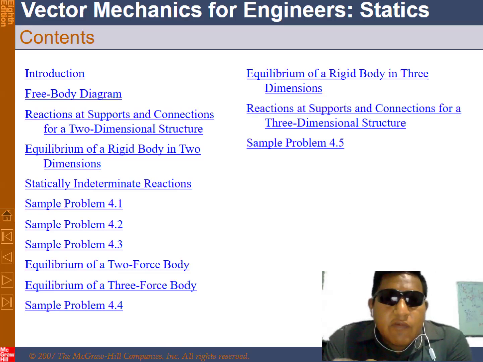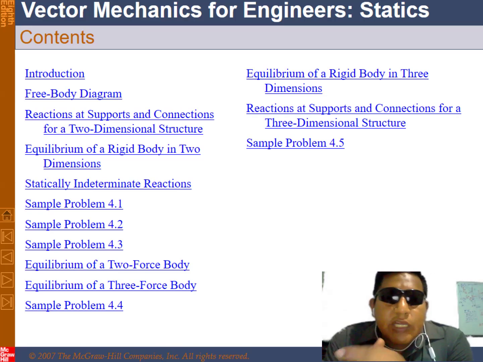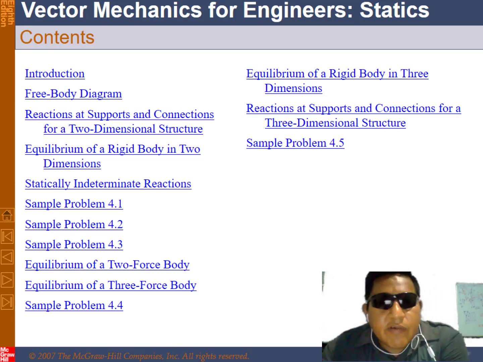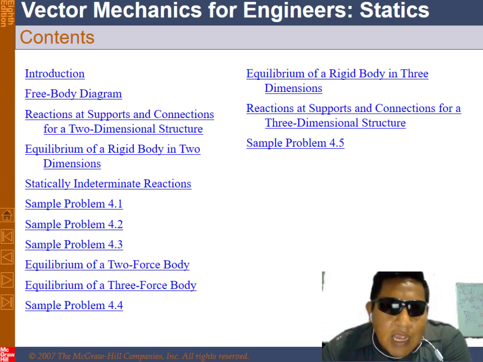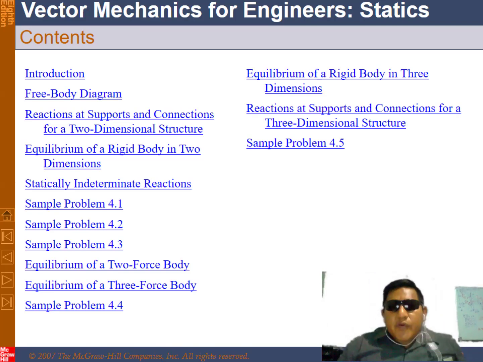structure, equilibrium of a rigid body in two dimensions, statically determinate reactions, sample problem 4.1, sample problem 4.2, sample problem 4.3, equilibrium of a two-force body, sample problem 4.4, equilibrium of a rigid body in three dimensions, reactions and support connections for a three-dimensional structure, which is very important, and sample problem 4.5.